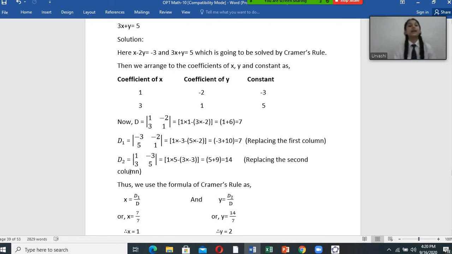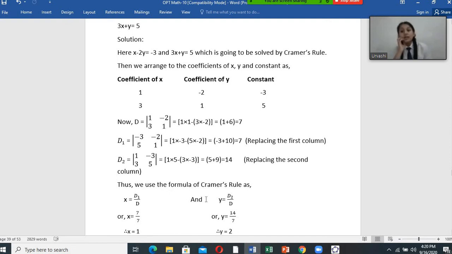Thirdly, we are going to find determinant 2, which is shortly given by D2. Here also we are going to compose a new matrix, which is given by the coefficient of x and the constant column. Here we can see the constant column is placed in the second place, where previously we had y. So the matrix is composed of the coefficient of x and the constant column. So the required determinant here is 14.